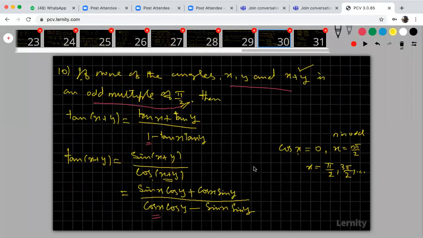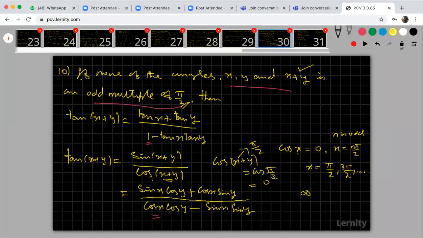You take it as your x plus y is pi by 2. What is the answer? Cos pi by 2 is 0. If your x plus y is pi by 2, then cos pi by 2 is 0. Denominator is 0. Denominator 0 means what? Anything by 0, the function is undefined. Your tan of x plus y is not defined.